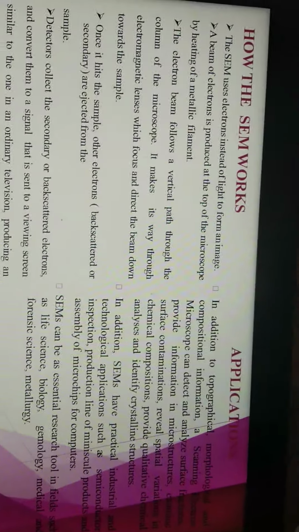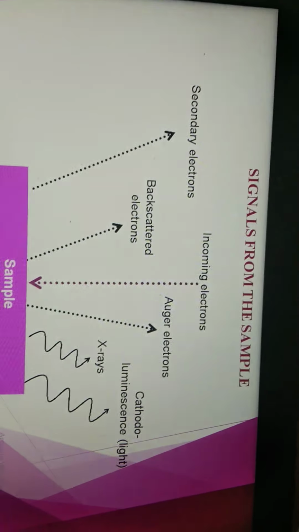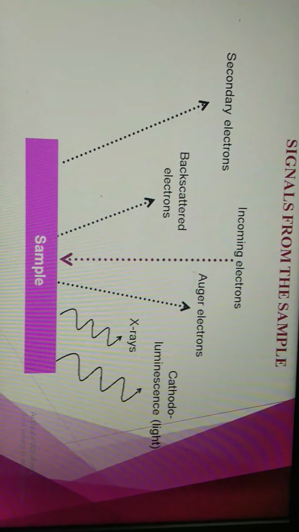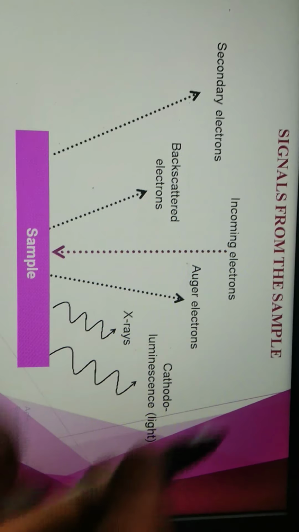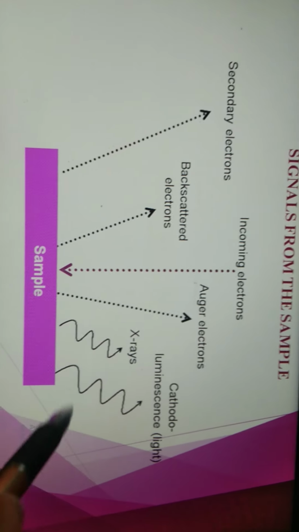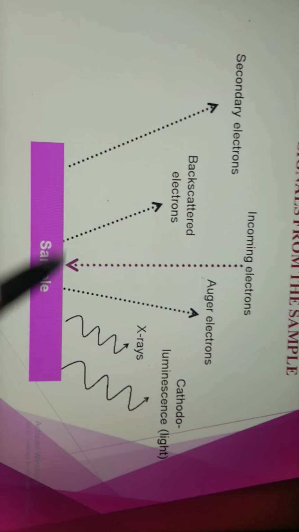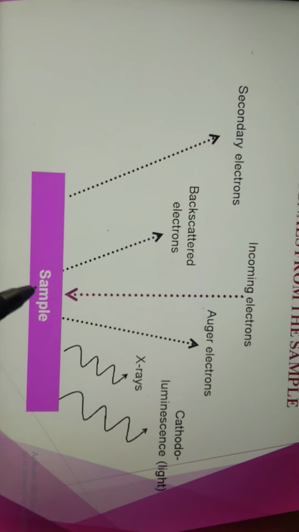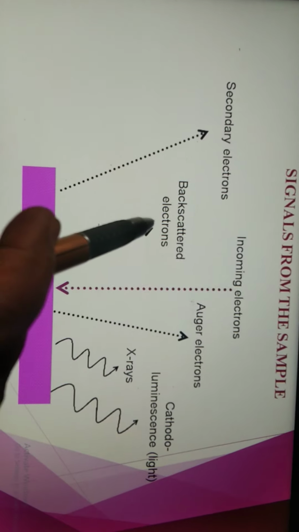So these are the various applications. Next, we are having the beam interaction with the specimen. This slide shows the beam interaction with the specimen. In this, the incoming electron beam is interacting with the sample or the specimen, we can say. First we are coming to the backscatter electron.